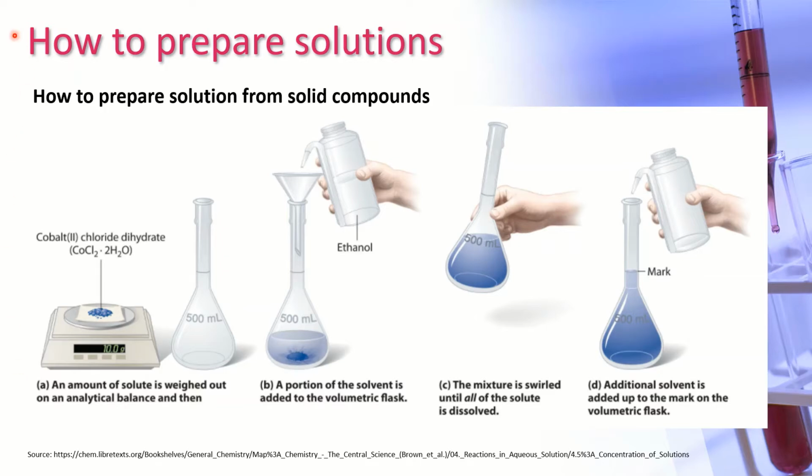How to prepare solutions? As illustrated here, 500 ml of cobalt(II) chloride dihydrate was prepared by weighing the sample using a top loading balance. The weighed sample was placed in a 500 ml volumetric flask. Solvent ethanol was added before the mark and shaken to dissolve. Then ethanol was added to the mark and let it stand.